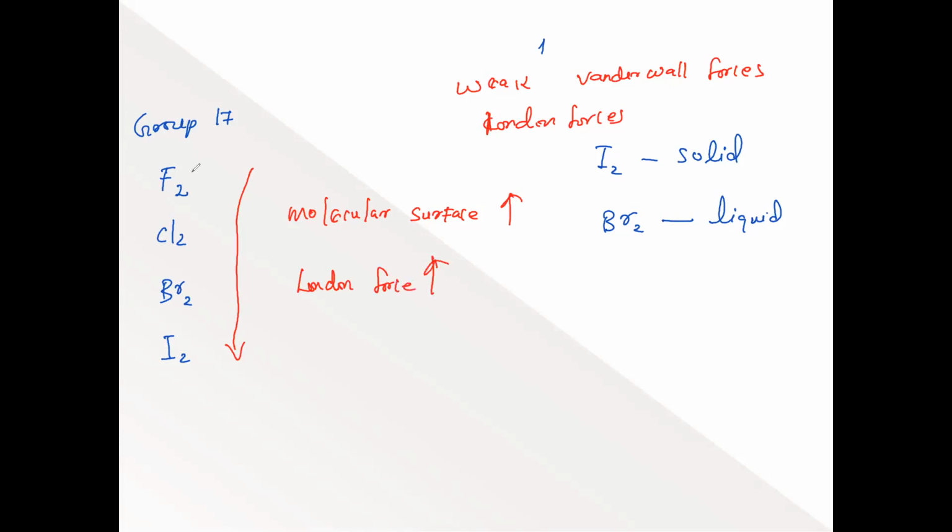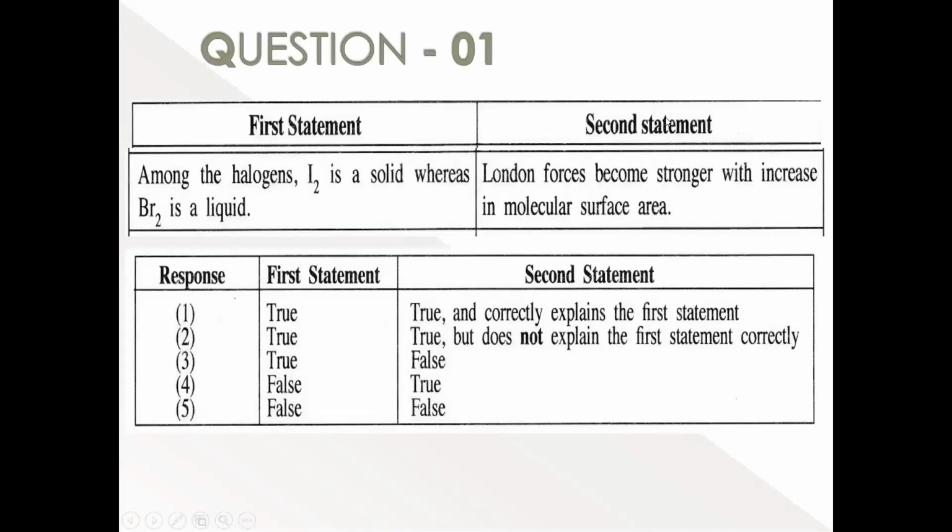This is the reason your F2 is a gas, your Cl2 is a gas, your Br2 is a liquid, while your I2 is a solid. Down the group, the London force, the weak van der Waals force, is increasing as per your molecular surface area increases. So according to your statement, what is the statement giving us?